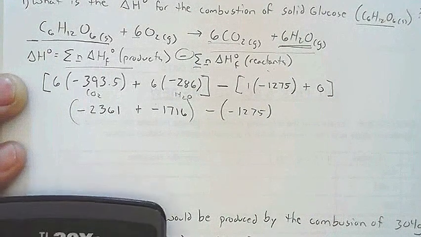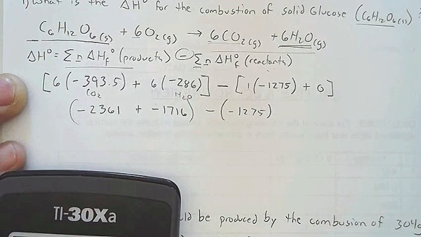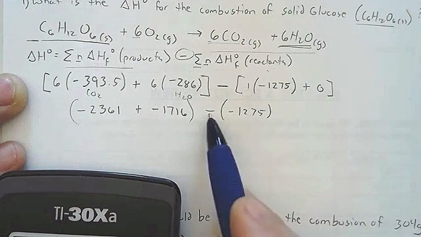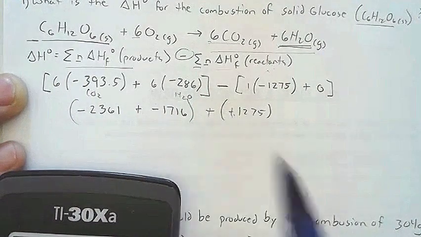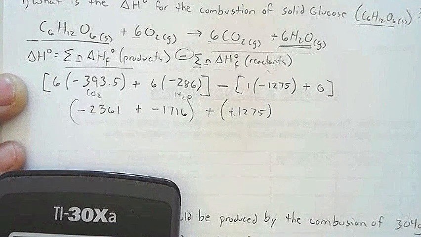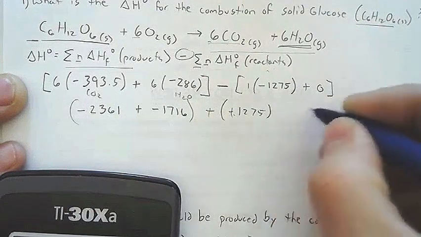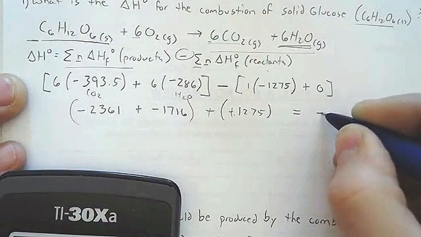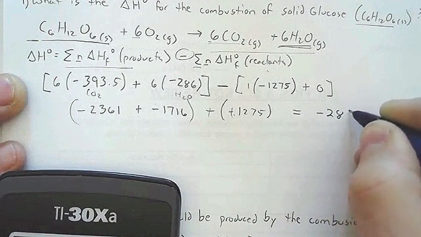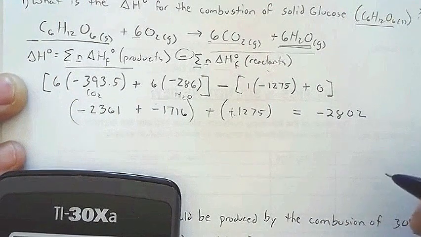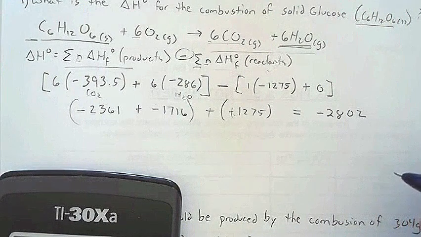So we have negative 2361 plus negative 1716 equals, all right, and then since that's 2 negatives, those are going to be plus, so we're just going to go plus 1275. And we equals a grand total of negative 2802. Right? Negative 2802.